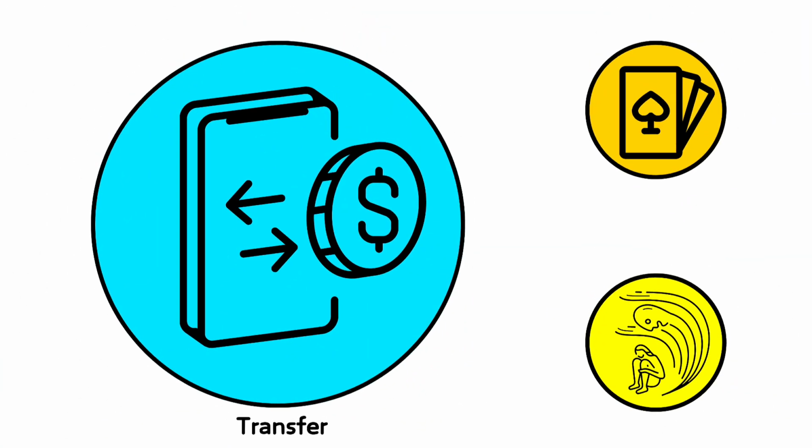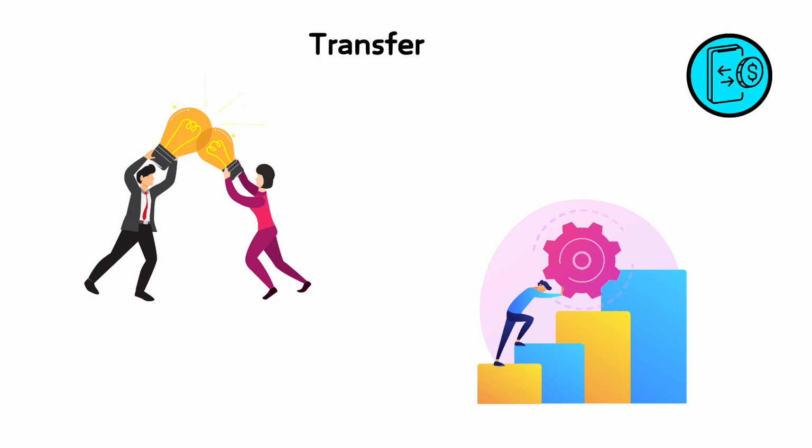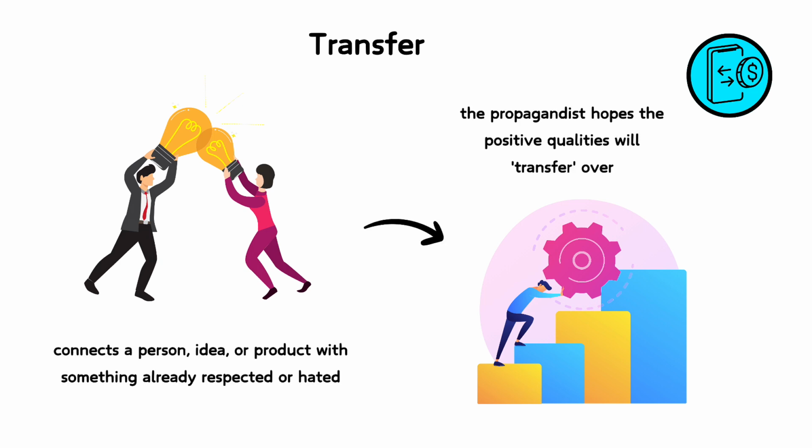Transfer. Transfer is a propaganda technique that connects a person, idea, or product with something already respected or hated. By associating the subject with a universally admired symbol, like a national flag or a highly respected person, the propagandist hopes the positive qualities will transfer over.